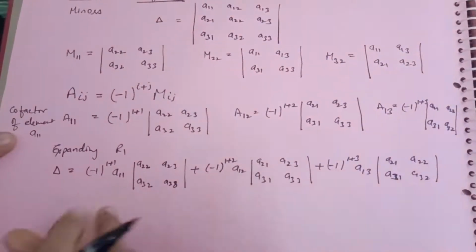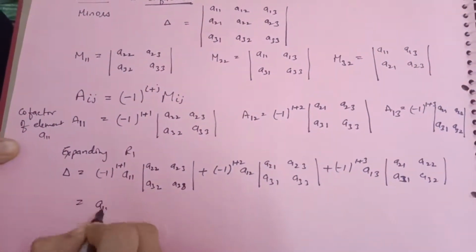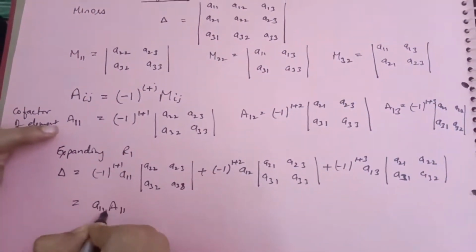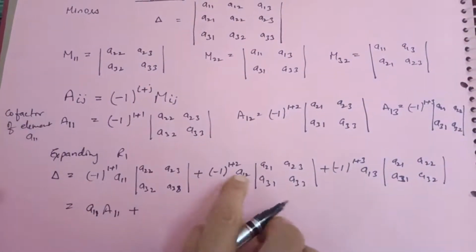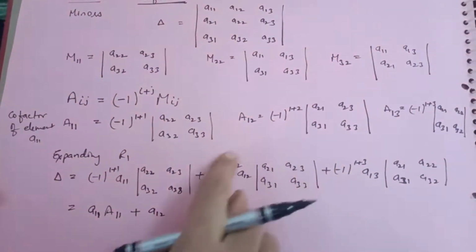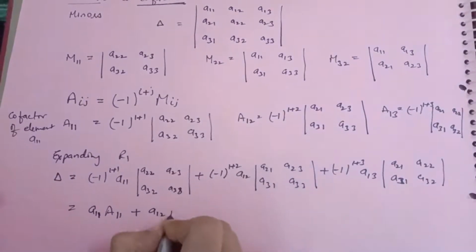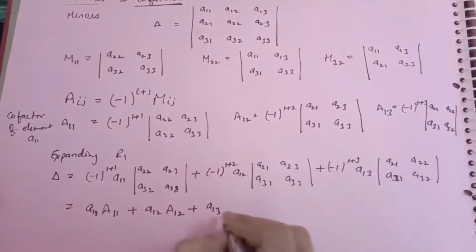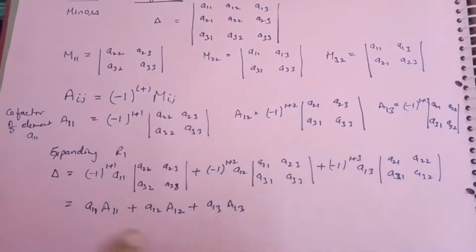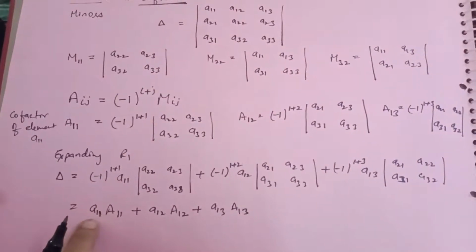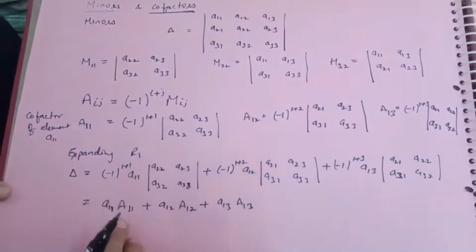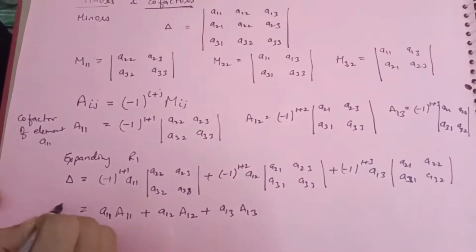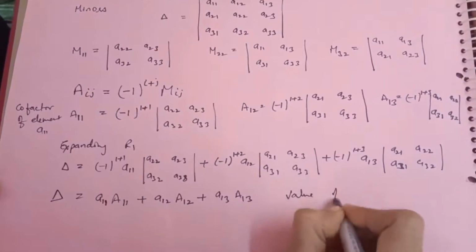Now what interesting matter comes is that when I take out A11, what is left is nothing else but the cofactor of 11. Then if you take the element A12, you get the cofactor of element 12. Then for 13, you are left with the cofactor of element 13. So if each element of a row is multiplied by its corresponding cofactor, you get the value of the determinant.